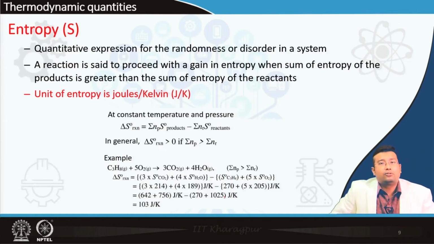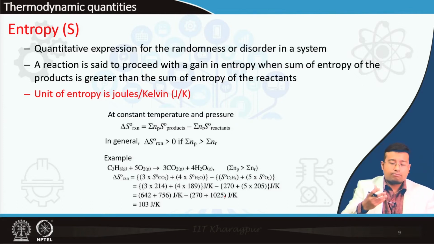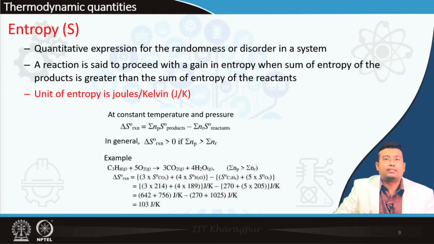Now we come to a critical concept, entropy. So what is entropy? As I told you while defining the second law of thermodynamics, it is the quantitative expression of randomness or disorder in a system, right? And how does it translate to a chemical reaction? As I told you, when a chemical reaction occurs spontaneously, the system gains entropy. It means the change, delta S, is positive.